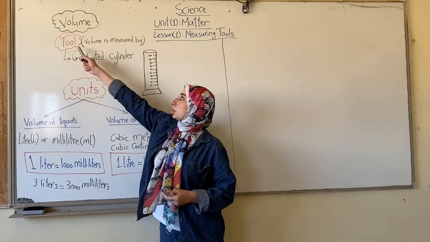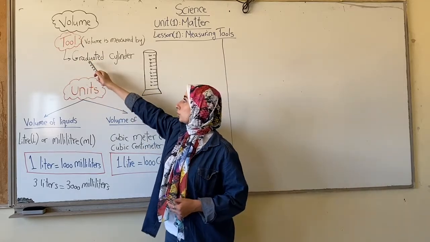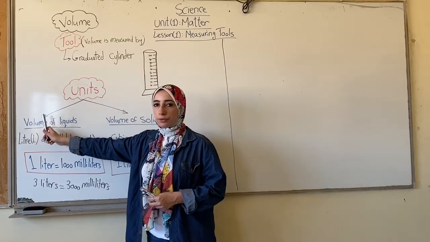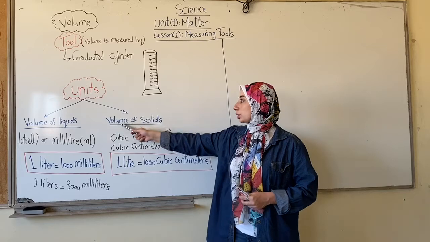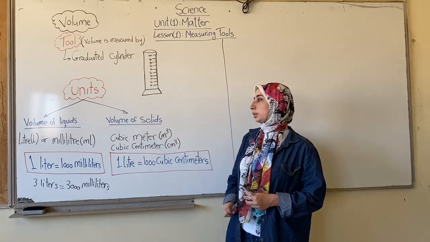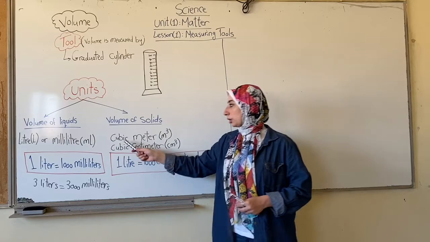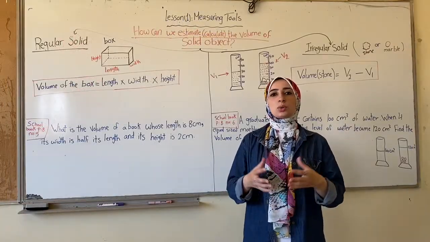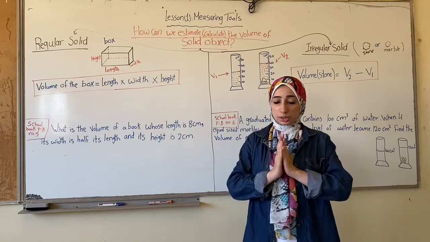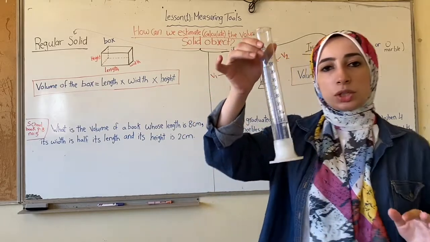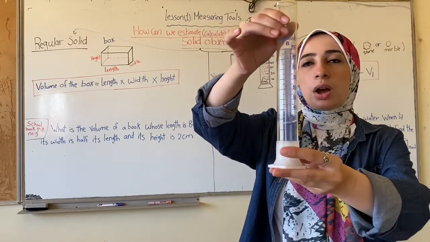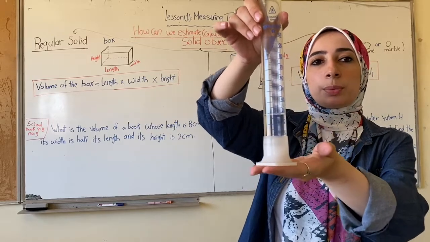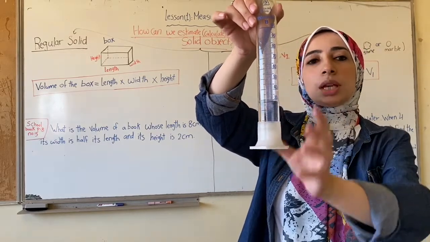We learned the tool for volume, where I measure the volume by a graduated cylinder. Units: I have units for liquids and units for solids, cubic meter or cubic centimeter. So how can we estimate or measure the volume of solid objects? For liquids, I can use only the graduated cylinder. I can pour some water in it and record the number. For example, here the number is 30 milliliters.